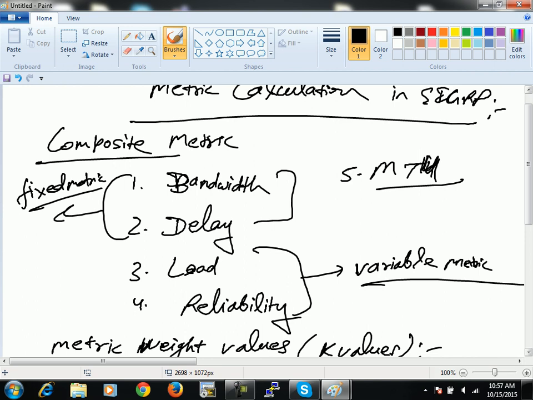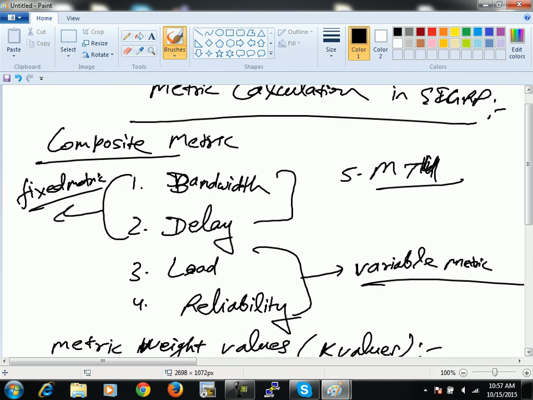So lower delay will always be preferred, whereas higher bandwidth will always be preferred, right? In case of load, lower load will be good. If load is higher, then the metric will be higher. If load is lower, then the metric will also be lower, if we are considering load for metric calculation.